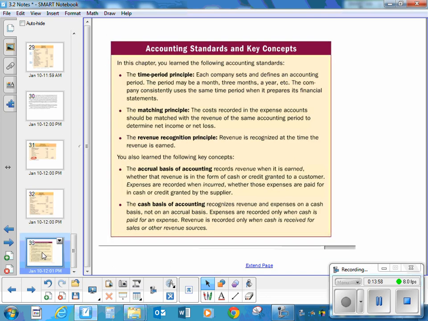Just to review here, accounting standards and key concepts we've talked about. I'm not going to cover them because I already have, but if you need to go back and review them, you can find that in your textbook.